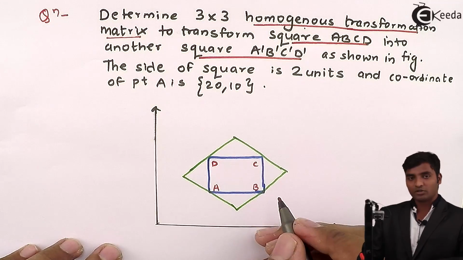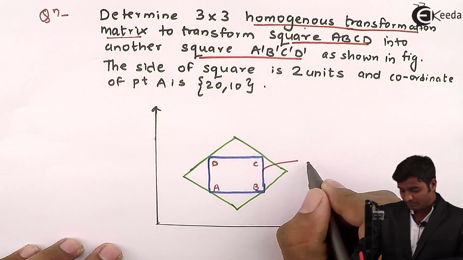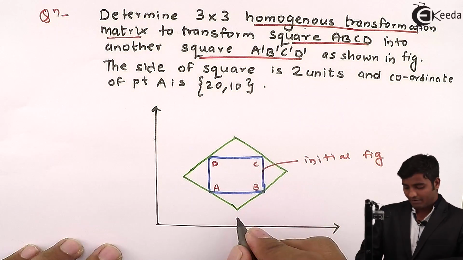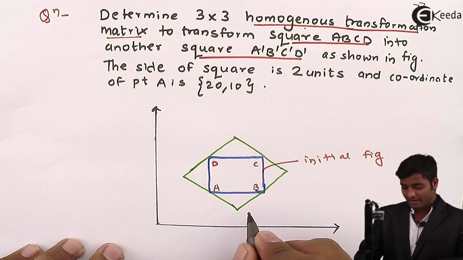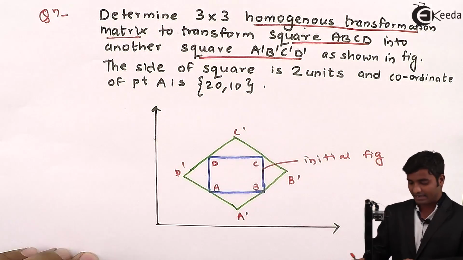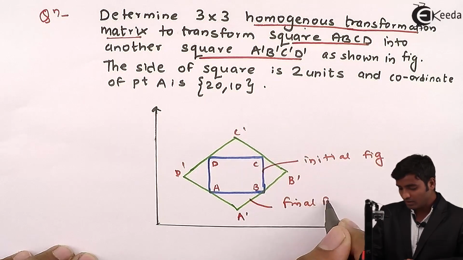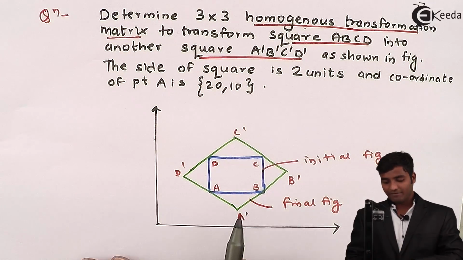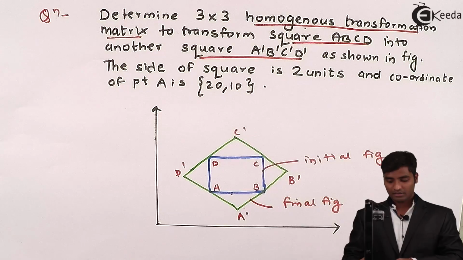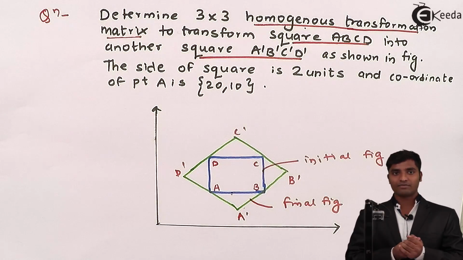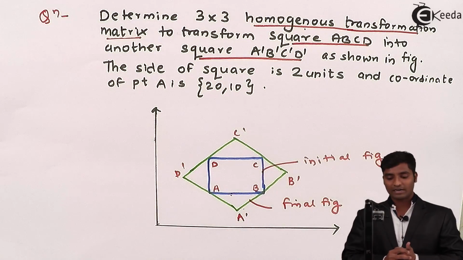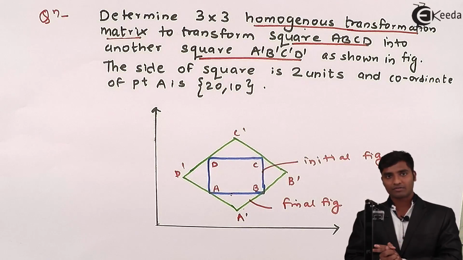So this is the initial figure, and the final figure I am naming with dash, so it will become A dash, B dash, C dash and D dash. So this is the final figure, which means that we have to convert this square into the outer square. So what all transformations we have to do for transforming the inner square into the outer square, we have to calculate, and we have to also find the total transformation matrix.